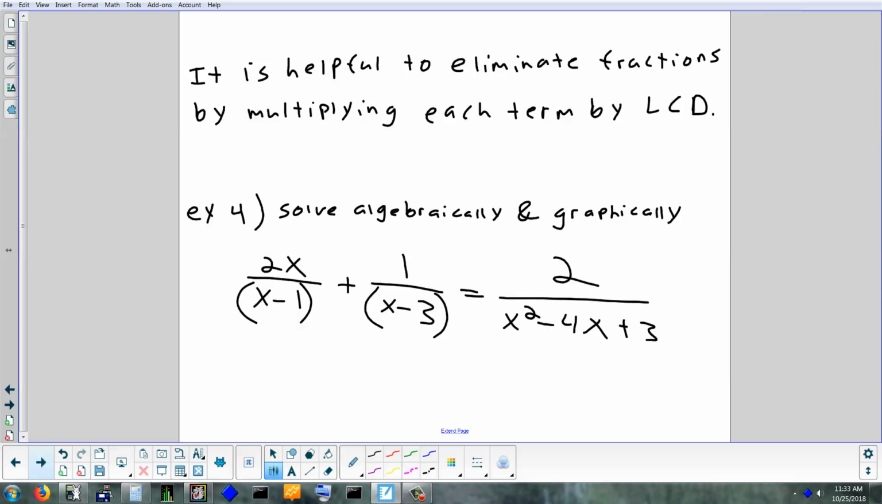Right, so what we're really going to do here is multiply everything by the common denominator, which is x minus 1, x minus 3. That's your common denominator. So you're going to multiply this by x minus 1, x minus 3, this, and this. We're going to get rid of the fractions by multiplying everything by the least common denominator.